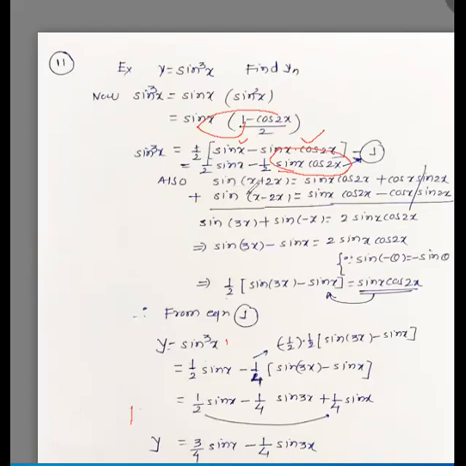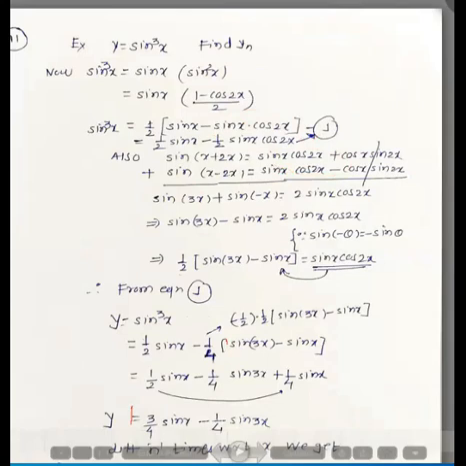Sin x cos 2x. So expand sin of a plus b, that is sin of x plus 2x, using the expansion of sin a plus b. So we get sin a cos b: sin x cos 2x plus cos x sin 2x. Similarly, the expansion of sin a minus b, that is sin of x minus 2x, is sin x cos 2x minus cos x sin 2x.